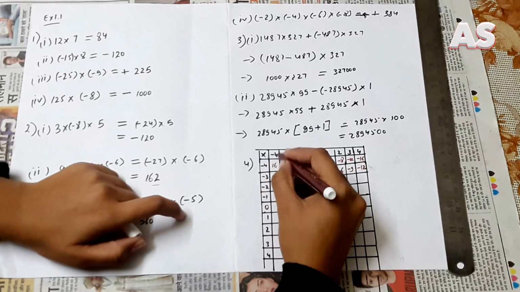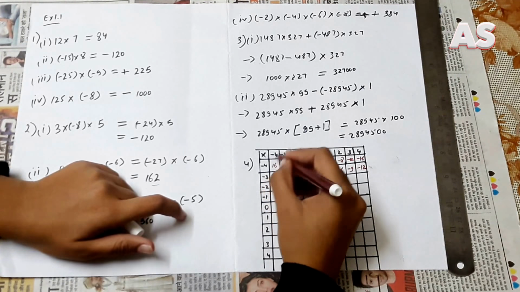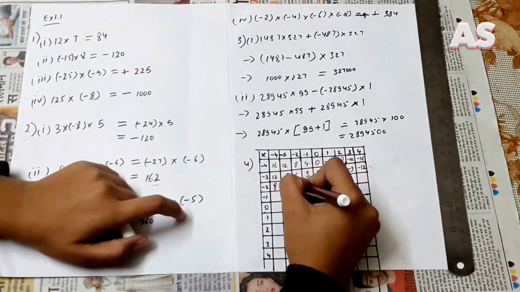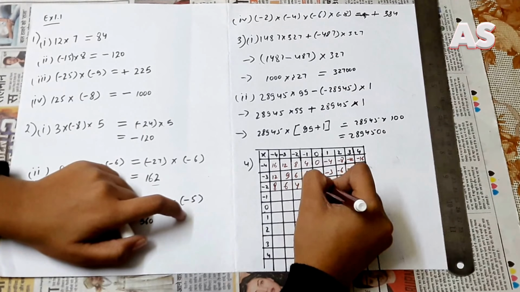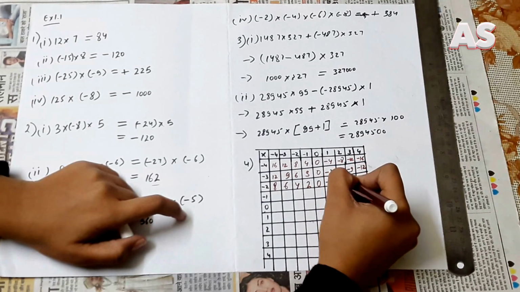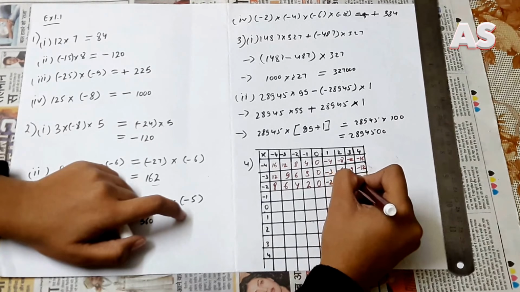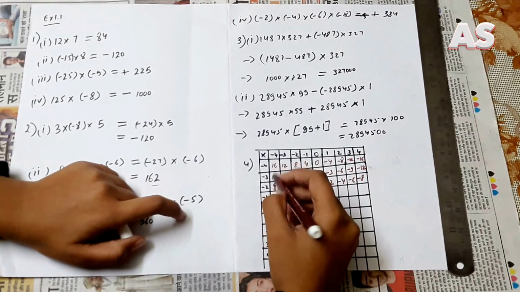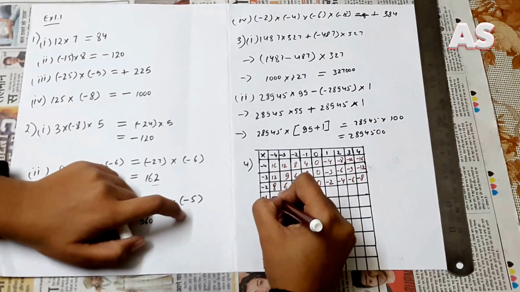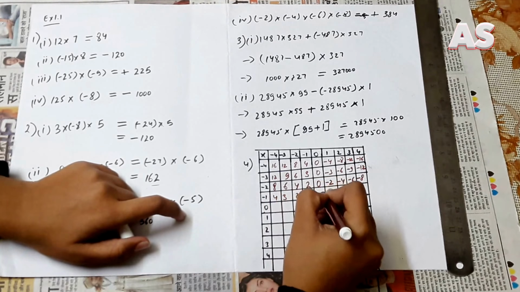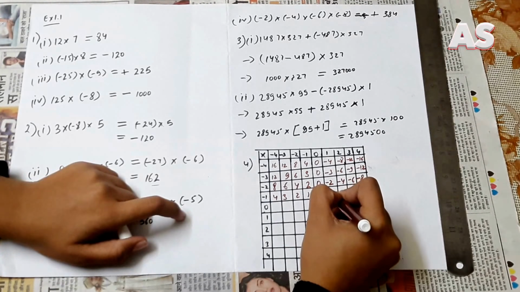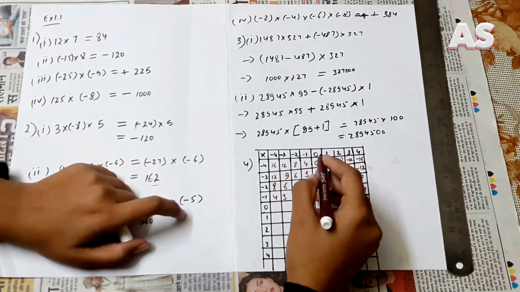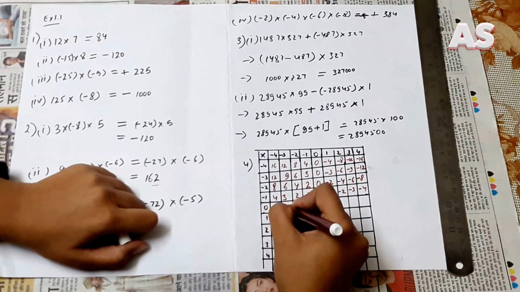Now we'll solve it for 2. So this would be 8, 6, 4, 2, 0, minus 2, minus 4, minus 6, and minus 8. Now for 1, this would be 4, 3, 2, 1, 0, and minus 1, minus 2, minus 3, and minus 4. Now for 0, everything is 0.